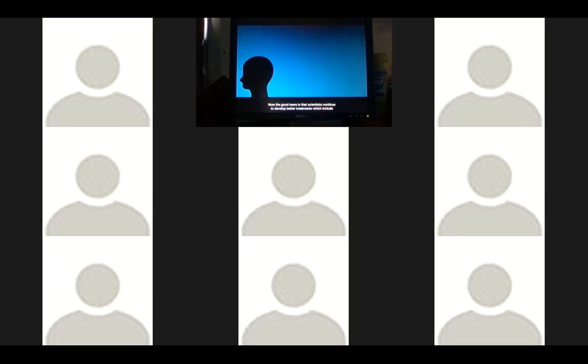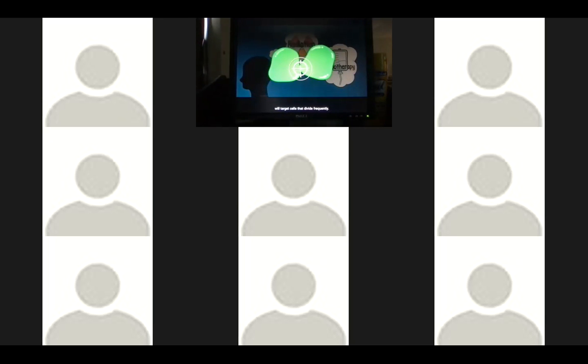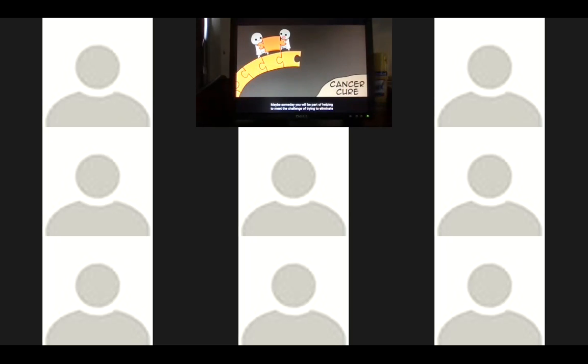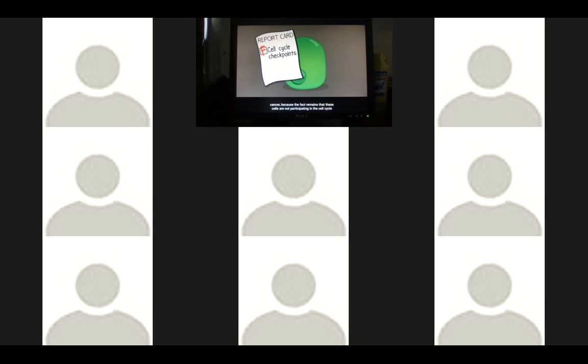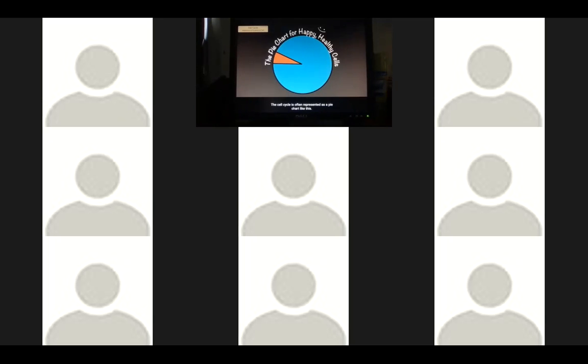Now, the good news is that scientists continue to develop better treatments, which include destroying the cancer cells with radiation or medication, such as chemotherapy, which will target cells that divide frequently. Maybe someday you will be part of helping to meet the challenge of trying to eliminate cancer, because the fact remains that these cells are not participating in the cell cycle like they should. So what is the cell cycle? The cell cycle is often represented in a pie chart like this.